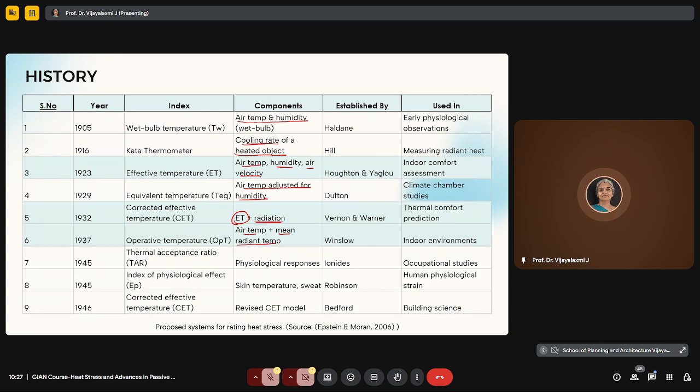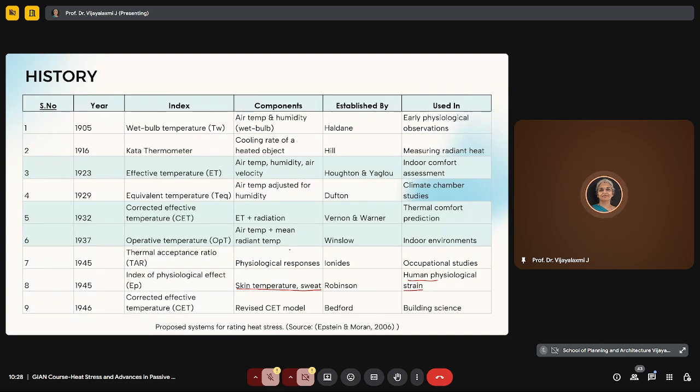Thermal acceptance ratio uses physiological responses, and that is primarily used for occupational studies. So this is a very important column you have to see, based on which you can select which method you want to follow. Then the index of physiological effect uses skin temperature and sweat, and this is used for human physiological strain.